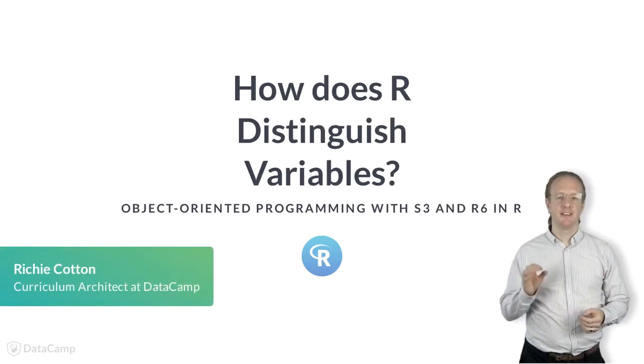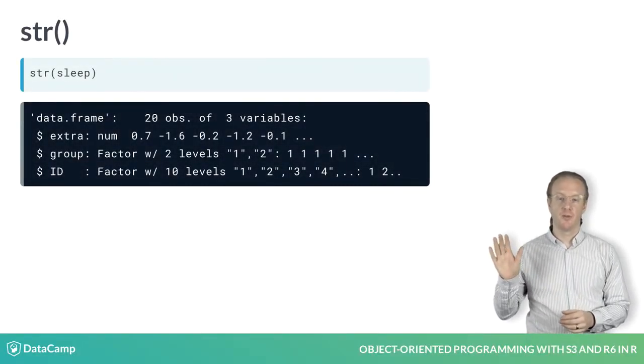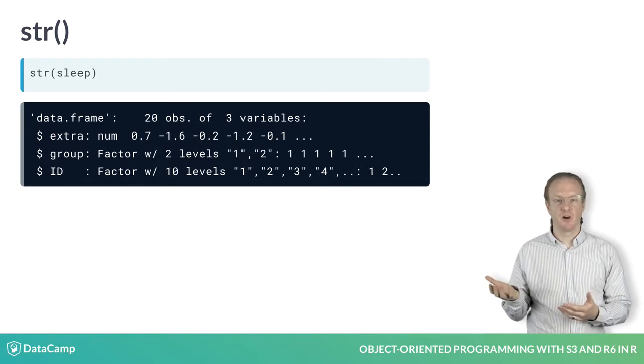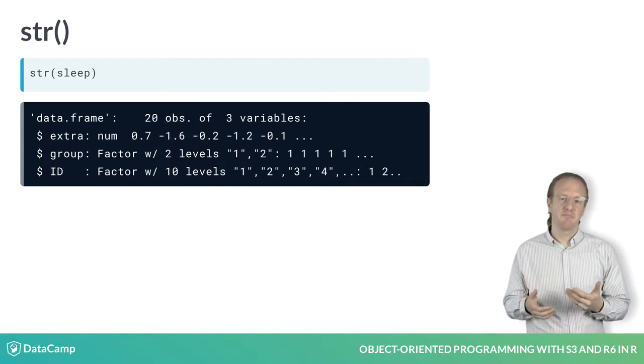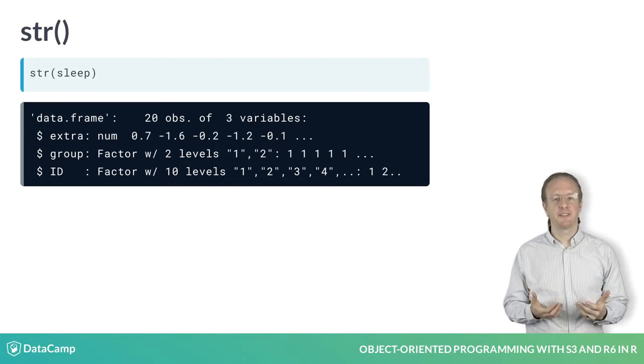You've already seen the str function for examining the structure of a variable. For example, if you call str on the sleep dataset, you can see that it's a data frame with 20 rows and 3 columns, and you can see some of the details of each column. Now you're going to see some more functions that interrogate your variables to determine their type.